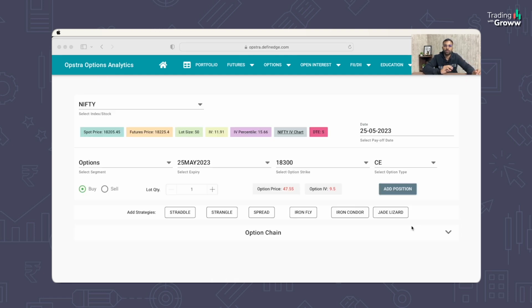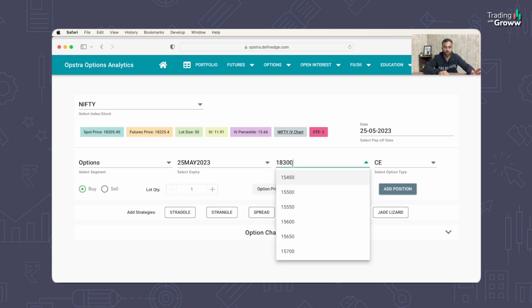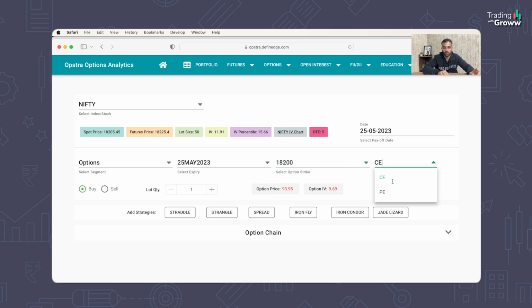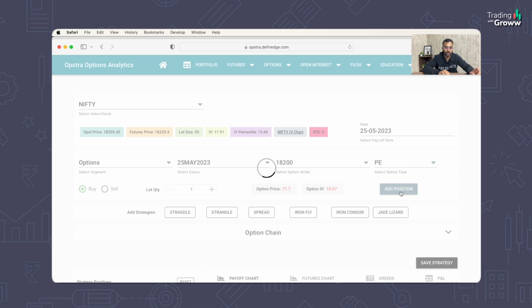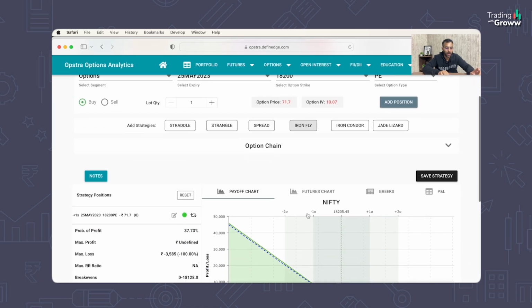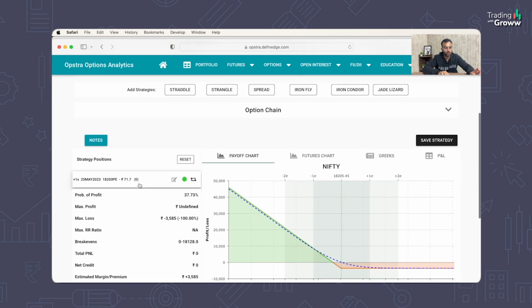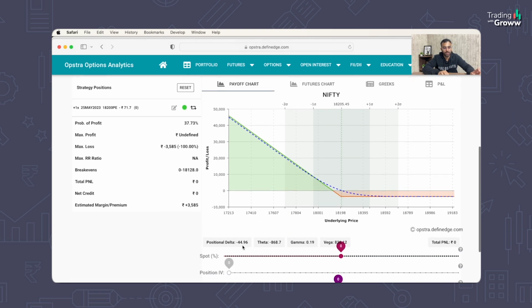So just like with respect to call options, even with respect to put options, we have a delta. Suppose you are having a bearish view. So Nifty is currently trading around 18,200 levels, right? So instead of buying a call option, we are buying a put option, the 18,200 put option. Let's see what would be the delta value. Once you add it, the current price of the 18,200 put option is 71 rupees. And the positional delta is minus 44, which means that if there is a 100 points move up, then it could lose 44 points. If there is a 100 points move down, then it can gain 44 points.